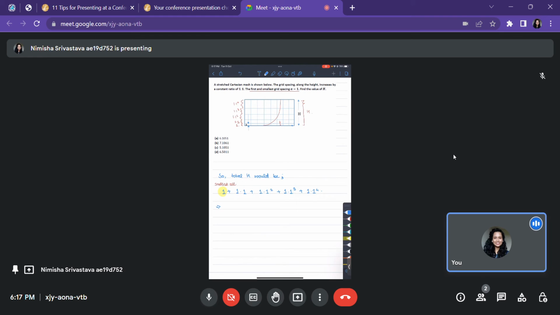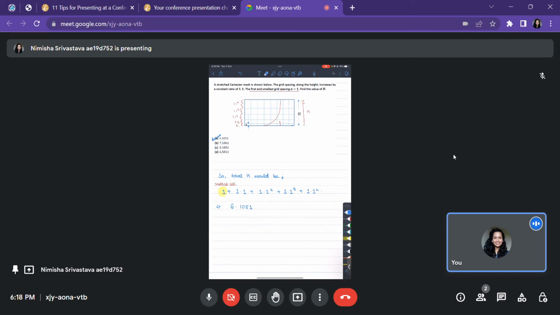That's coming out to be option A, that is 6.1051. Right, that's the right answer for this question. So we basically just looked at the ratio and saw how the cell sizes are related to the previous cell size, and we were able to easily evaluate the total length because we can see how many cells are present in this domain. I'm just going to write it down over here as well.